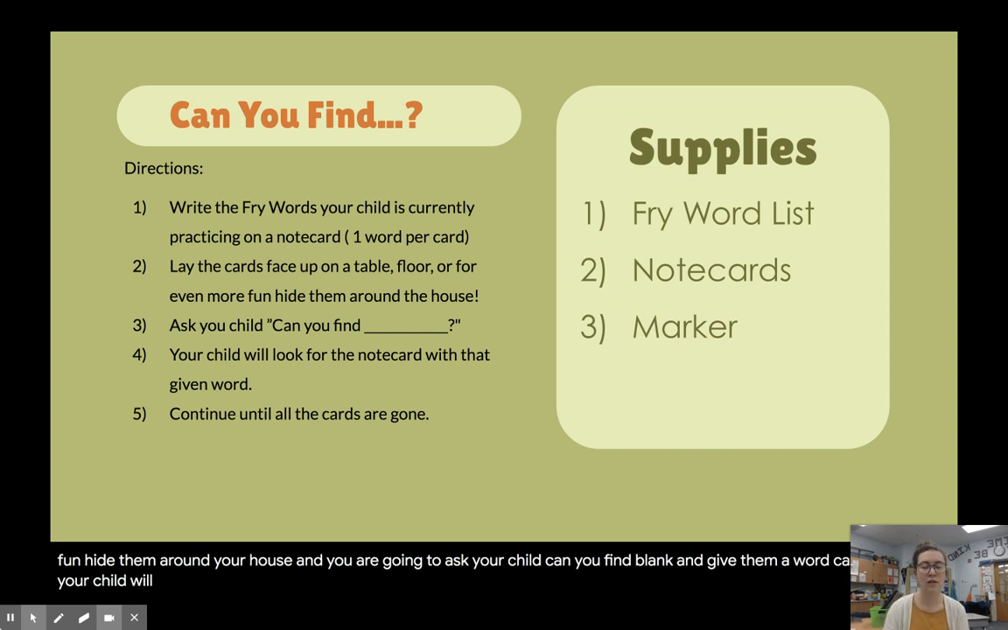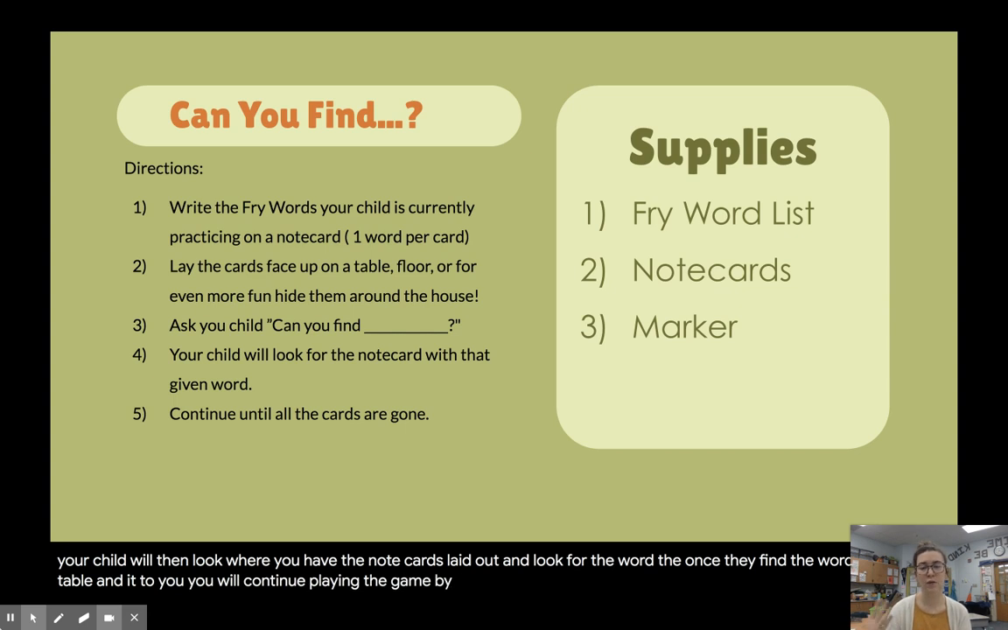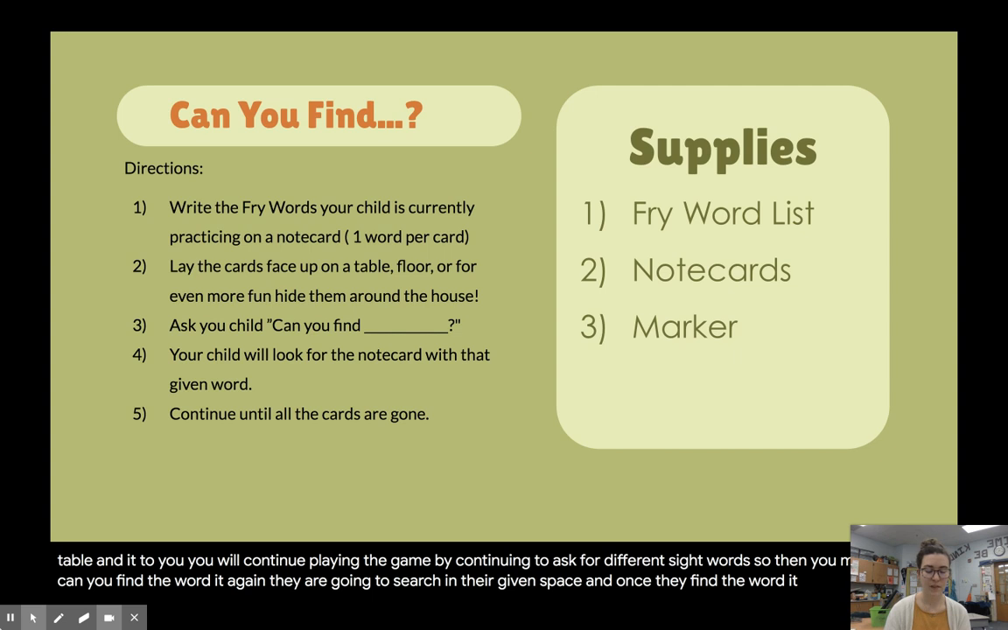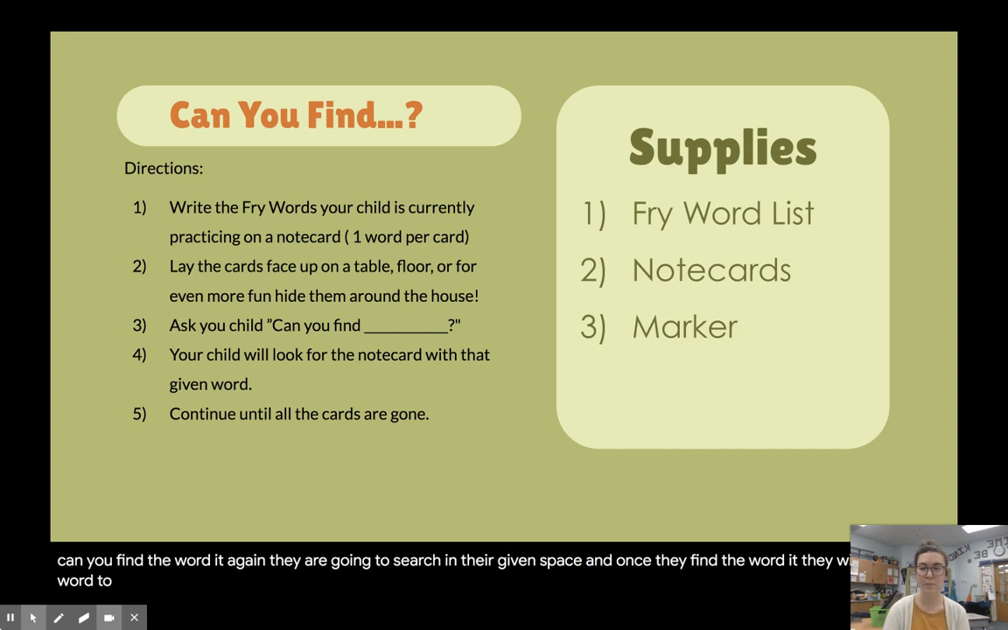Your child will then look where you have the note cards laid out and look for the word the. Once they find the word the on the table, they will pick it up and hand it to you. You will continue playing the game by continuing to ask for different sight words. So then you might ask, oh, can you find the word it? Again, they are going to search in their given space. And once they find the word it, they will hand the word to you. And that is the game. Can you find it?